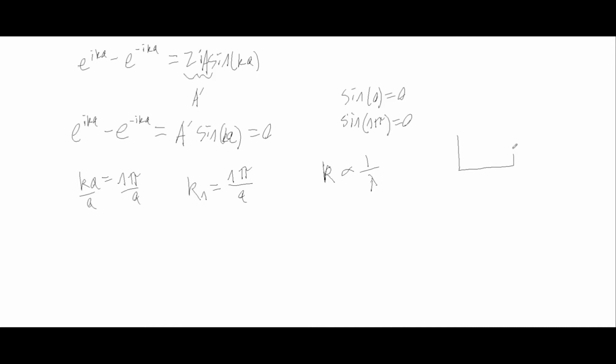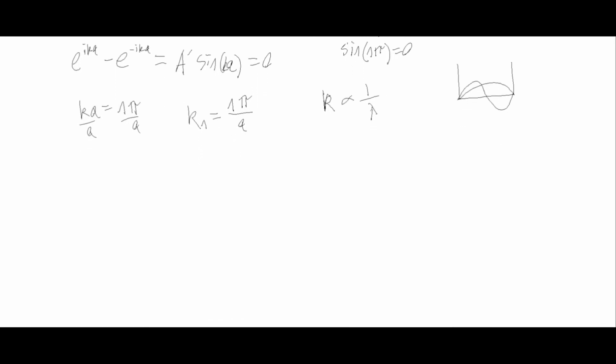We have our well here, and you may have seen this before where if n equals 1, then we have something like that. If n equals 2, then we have something like that, where the wavelength is now half what it was when n equaled 1. We'll get into that more in future videos, but we'll continue moving on here.